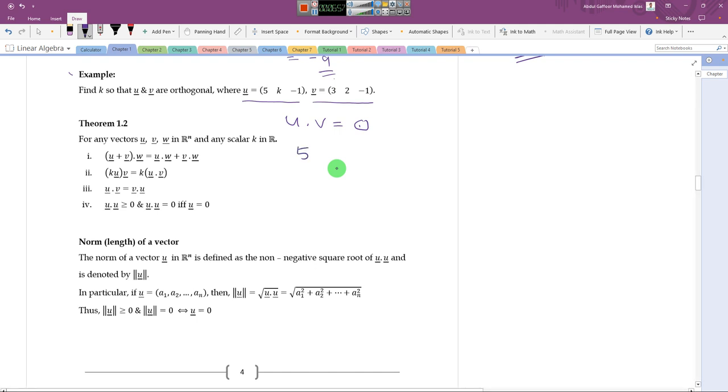So (5, k, -1) dot product v, which is (3, 2, -1), is equal to 0. So 5 into 3 is 15, then k into 2 is 2k, then minus 1 into minus 1 is plus 1, which is equal to 0. So I have just obtained an equation with one unknown variable. This is very simple. 2k plus 16 is equal to 0. So k is equal to minus 8.